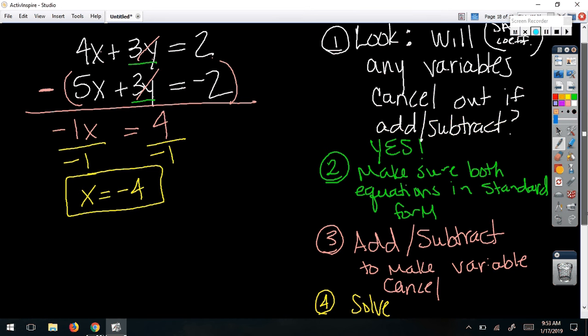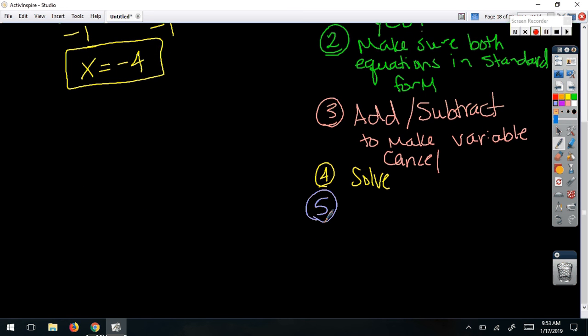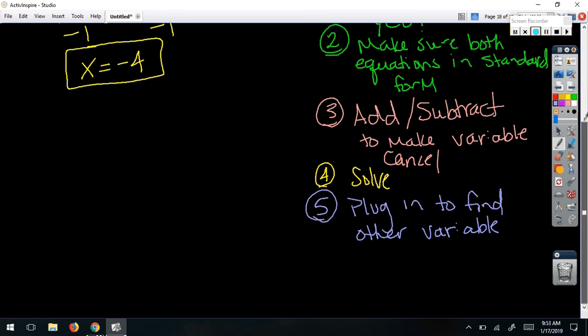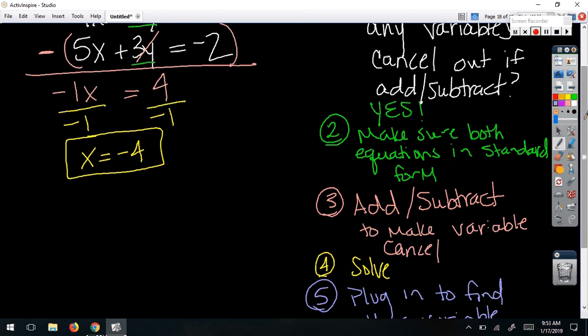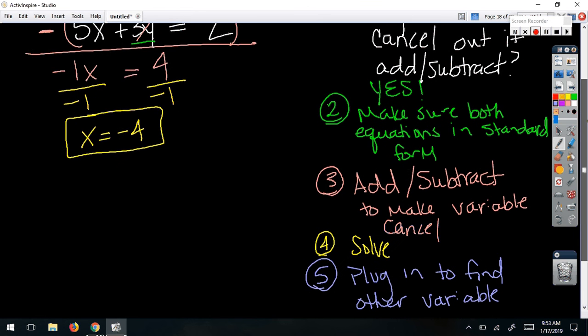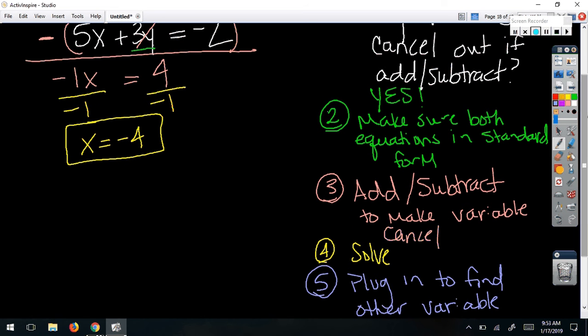That's right. So now step 5 is going to be plug in to find the other variable. It does not matter which equation you use. You can use whichever one you like best. Are they always going to have the same numbers? We'll get to the ones that don't later on, where we'll have to multiply by something to make them have the same number. But right now, for today, while you get used to adding them together, they will.